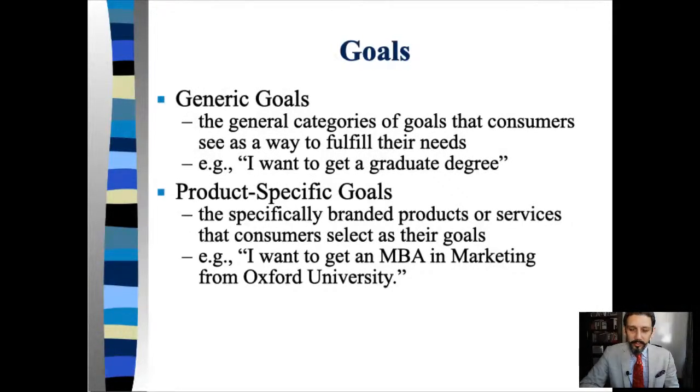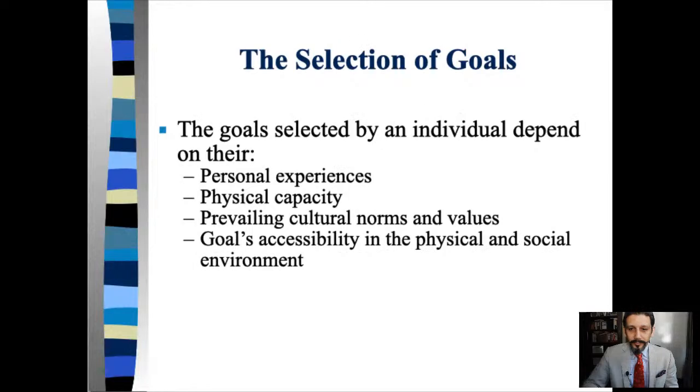Then there are product-specific goals. They are specifically branded products or services that consumers select as their goals. For example, I want to get an MBA in marketing from Oxford University, right? So that's a very product-specific goal. Generic goal, I want to get a graduate degree, a master's degree. Product-specific goal, I want to get an MBA in marketing from Oxford University or Harvard or MIT or whatever you want to go to. So how do customers select their goals?